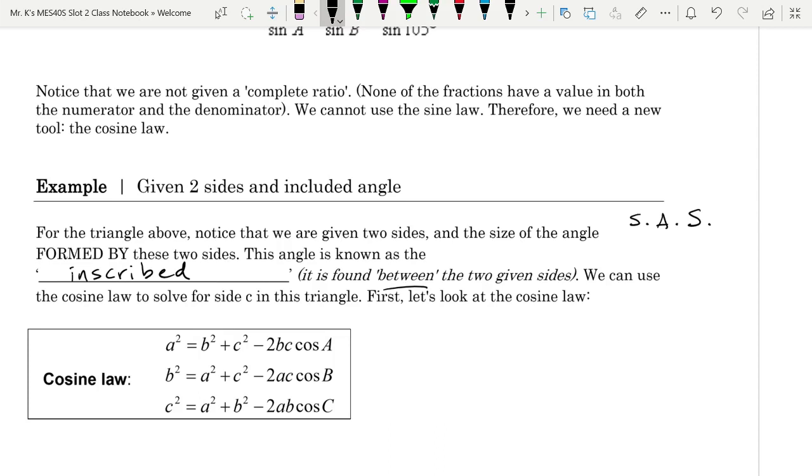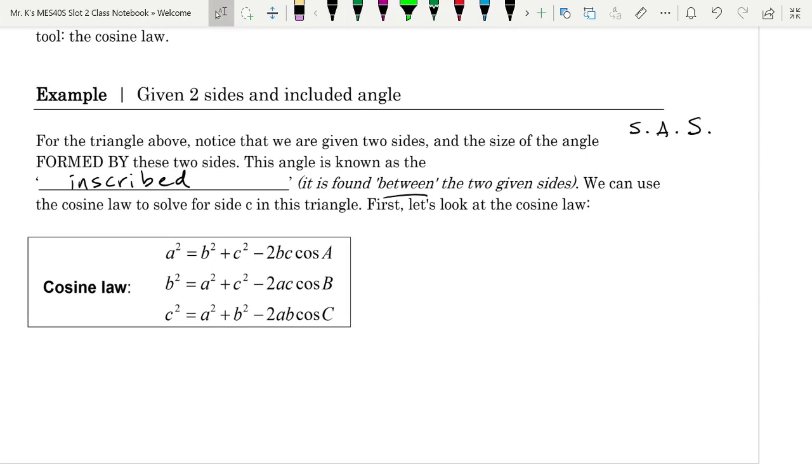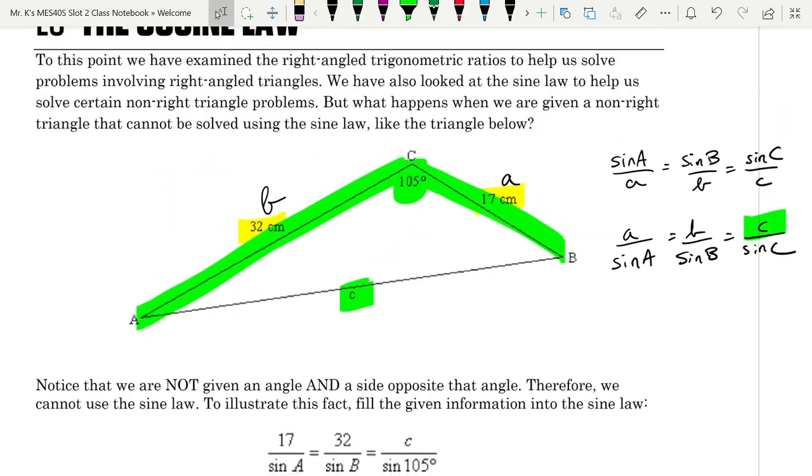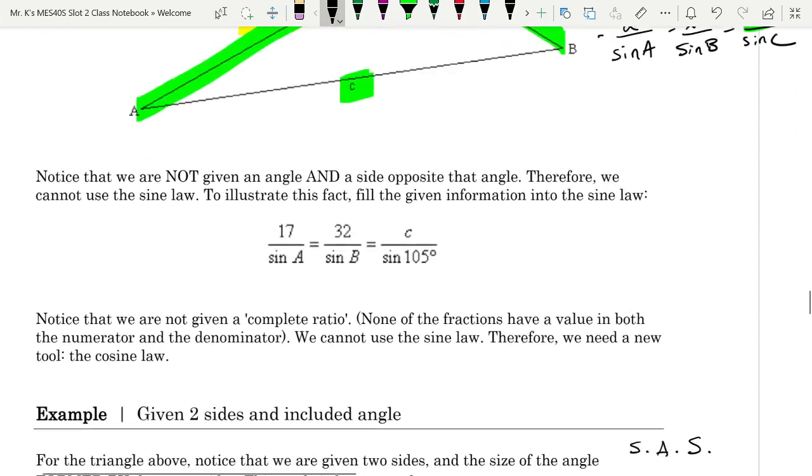First, let's look at the cosine law. Okay, the cosine law, as you can see, is a much more complicated formula than sine law. And sine law only has kind of two ways to look at the formula. Look back to the notes here, I can look at it where the angles are on top, or I can look at it where the sides are on top. Check out cosine law.